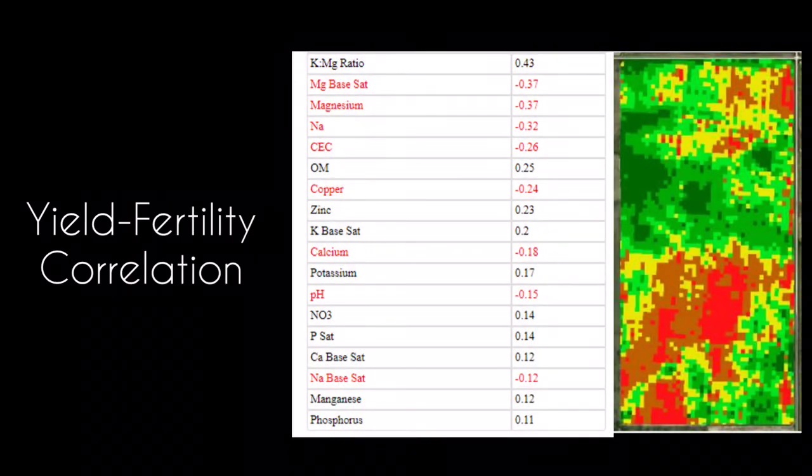Another advantage of site-specific sampling is that it gives us enough statistical power to be able to correlate nutrient status with yield. And this allows us to better understand key nutrient interactions and identify which ones are driving or limiting your yield in a particular field. The data shown here, for example, shows a very strong and consistent relationship between yield and potassium availability, as indicated by positive correlations of K to Mg ratio, K base sat, and potassium baseline levels.